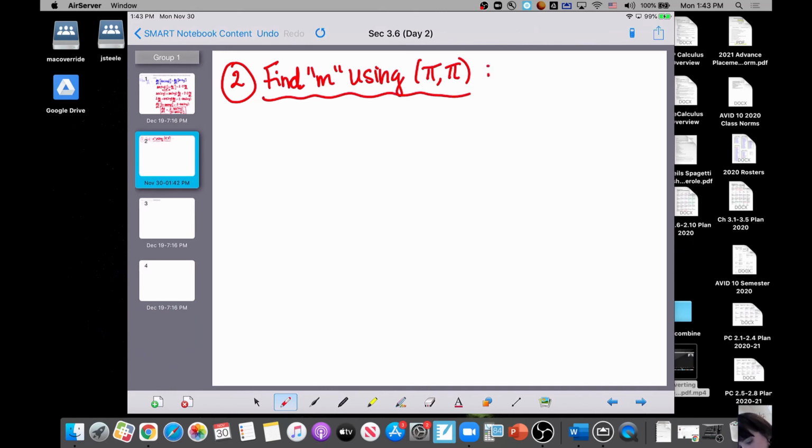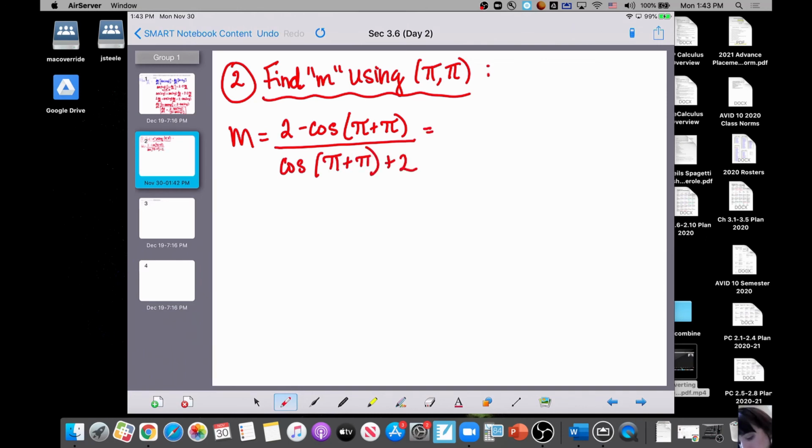So I know my slope is going to be equal to, and again, I'm just plugging pi in for x and y in my dy/dx equation. So slope is going to be equal to 2 minus cosine of (pi plus pi) divided by cosine of (pi plus pi) plus 2. Well, pi plus pi is 2 pi. So I have 2 minus cosine of 2 pi over cosine of 2 pi plus 2.